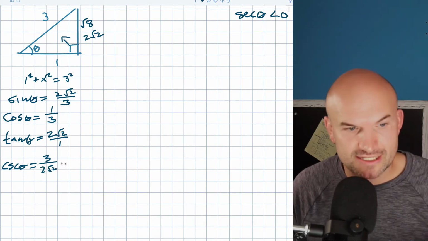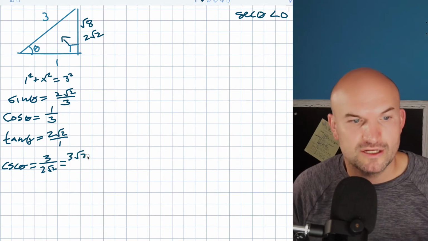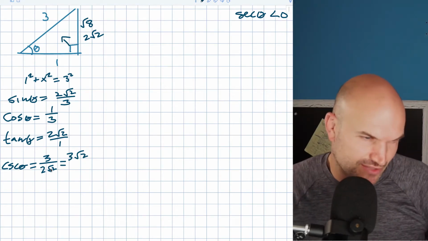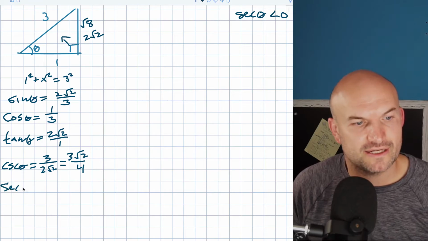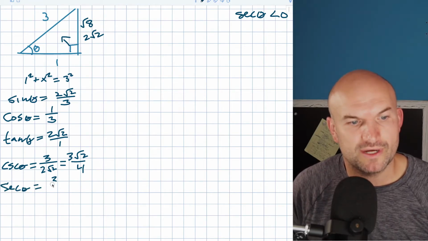Now you can rationalize the denominator here. When you do that, you get a 3 radical 2. That'd be radical 2 times radical 2, 2. So that'd be over 4. For the secant of theta, you just do a 3 over 1.